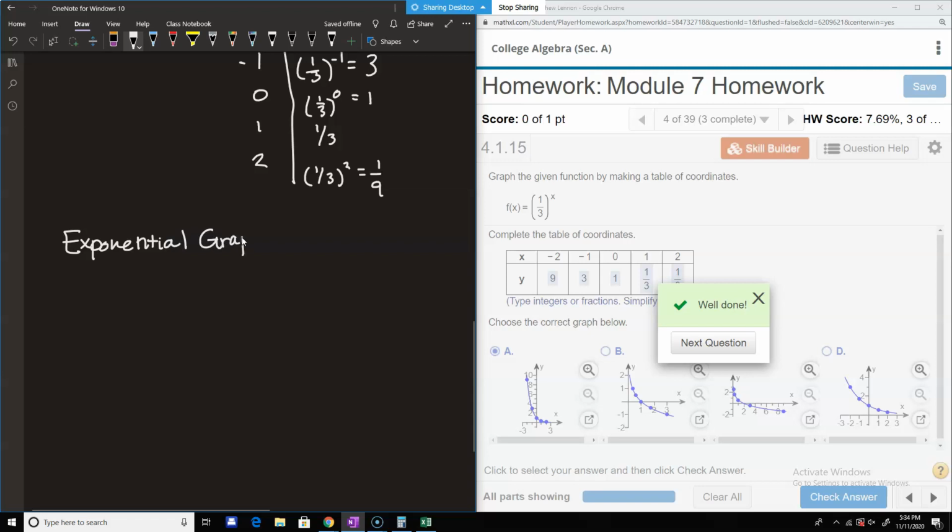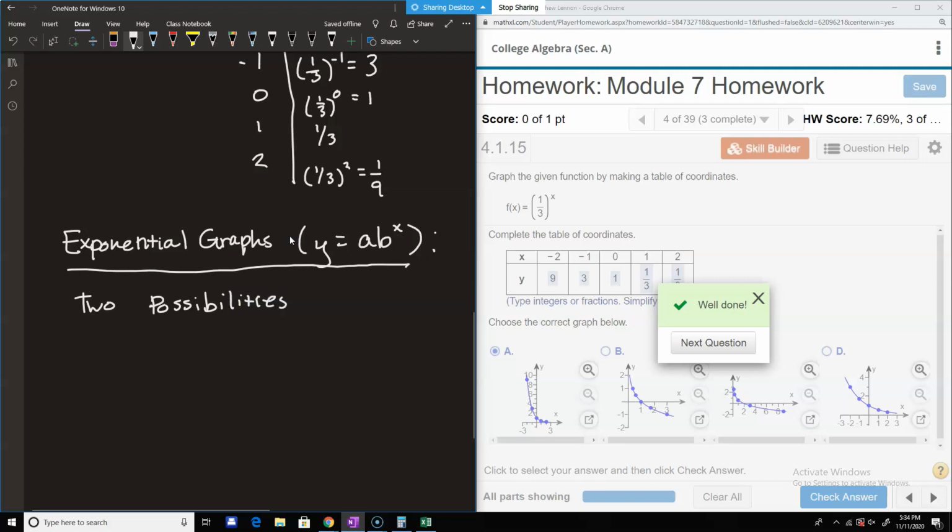Let's say exponential graphs. A general exponential function will look like y equals a times b to the x, where a and b are constants, and x and y are your variables. There's only 2 possibilities, and they only rely on knowing the value of b.